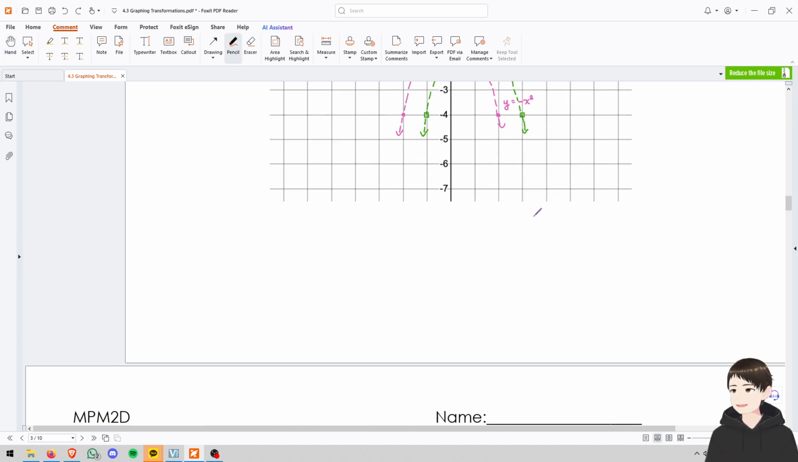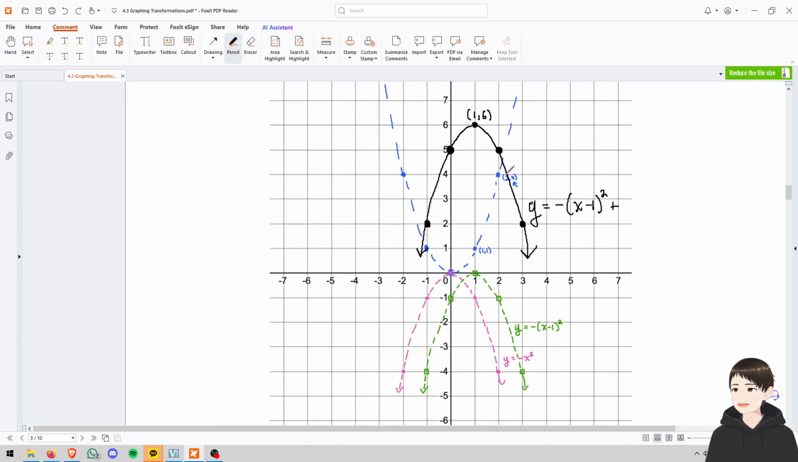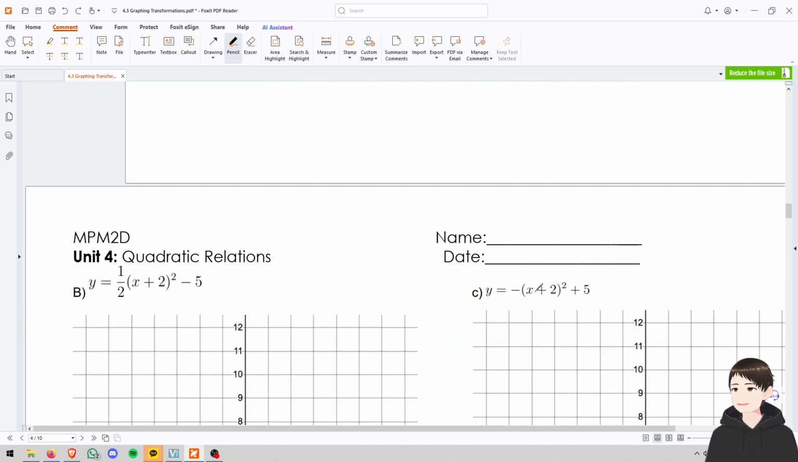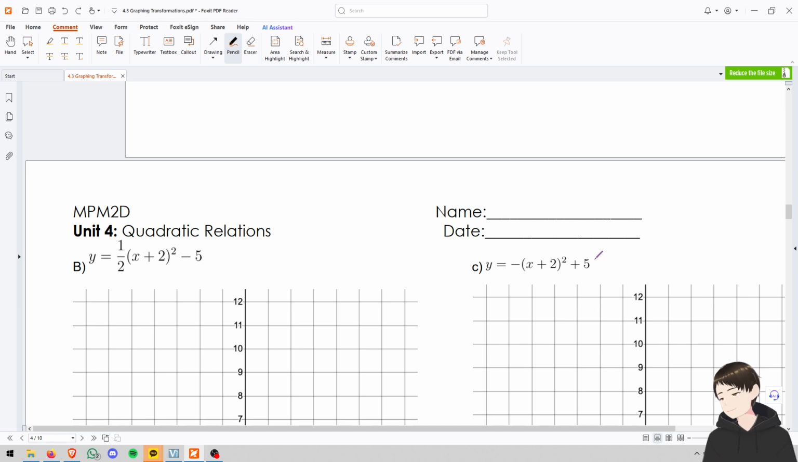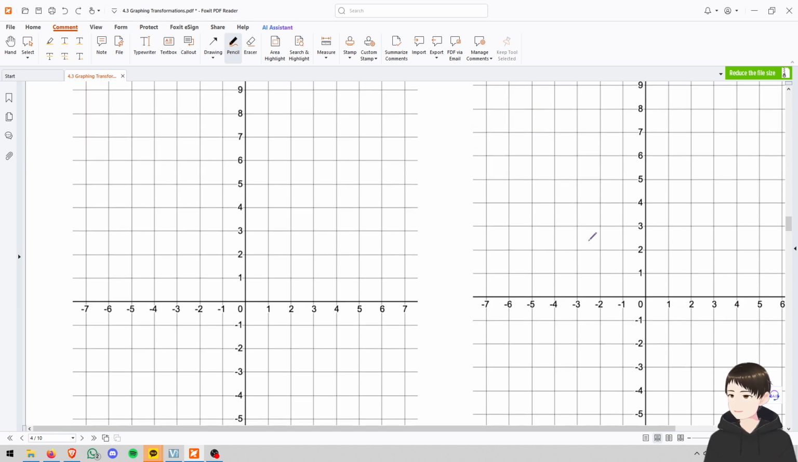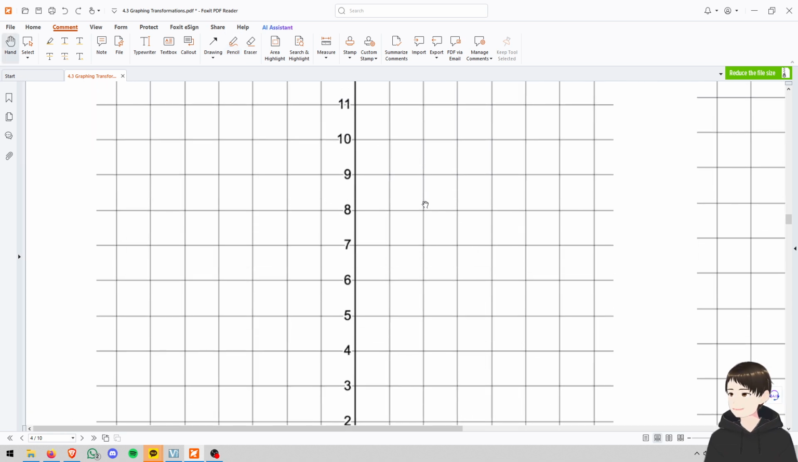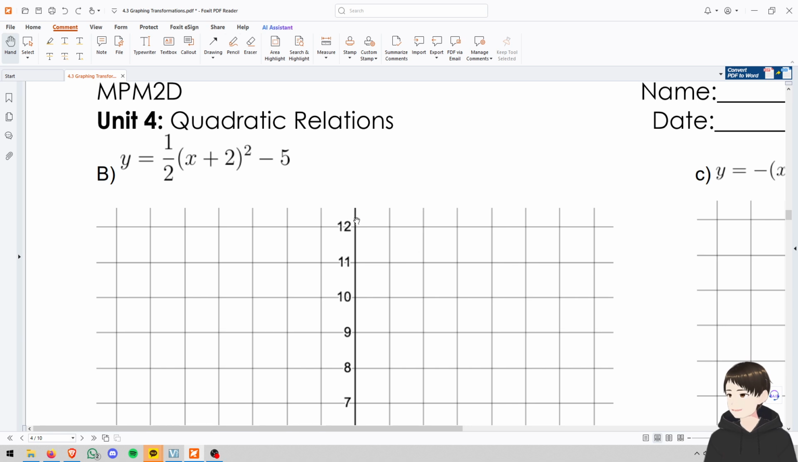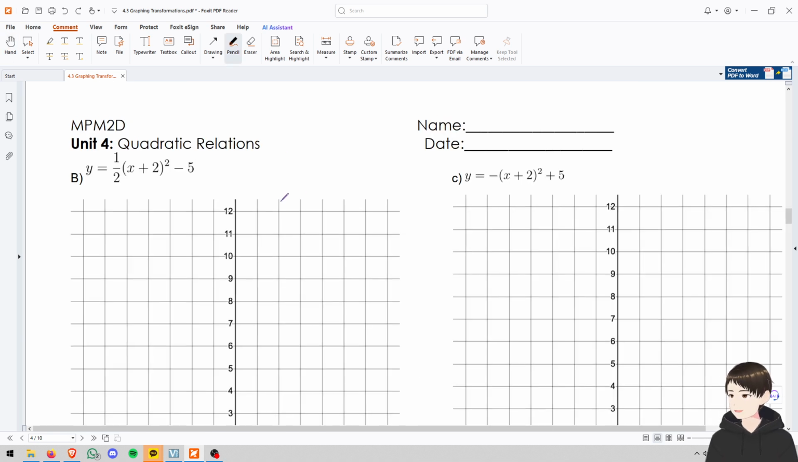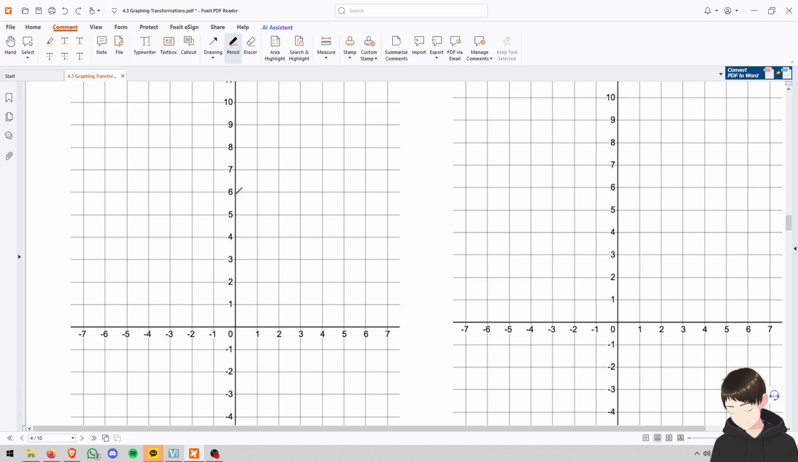Because I don't expect you to take a long time drawing your parent function. So take a minute to do your A, a minute to do your H, and a minute to do your K, and then I will do it very quickly. Okay, so first things first, let's do this very slow. Turn the page. We're doing the new function, y equals half x plus 2 squared minus 5.